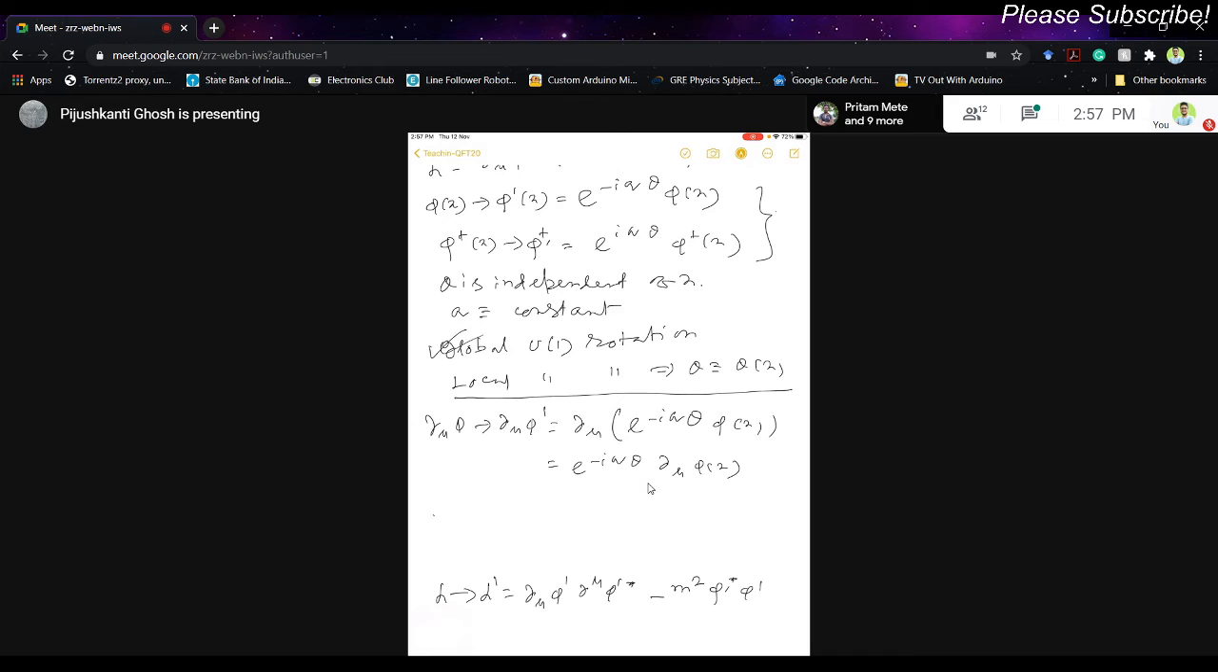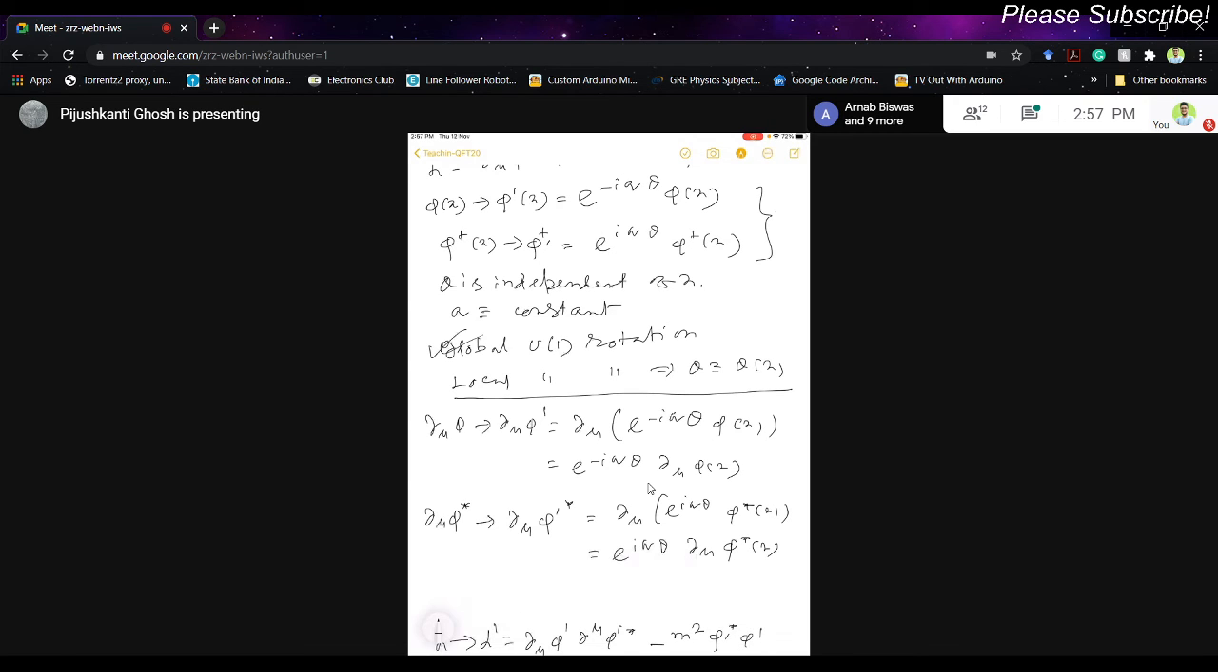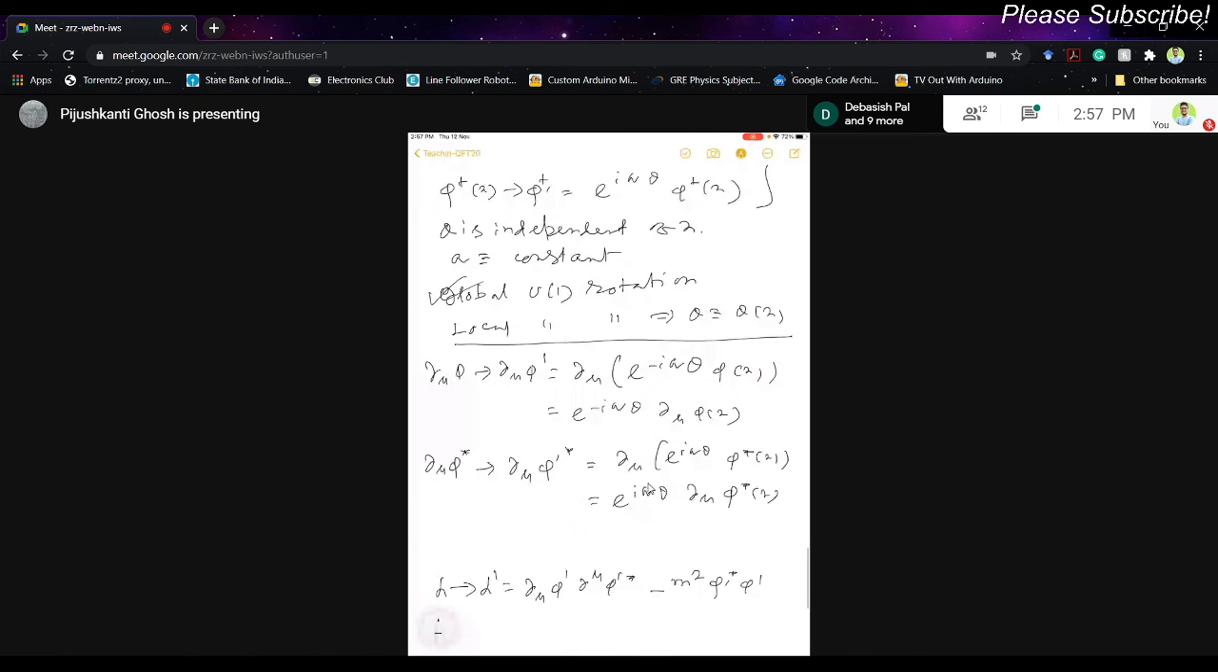Similarly, del mu phi star or dagger goes to del mu phi prime star, which is equal to del mu e to the power i q theta phi star x e to the power i q theta del mu phi star x. And phi star phi goes to phi prime star phi prime, which is equal to phi star phi.